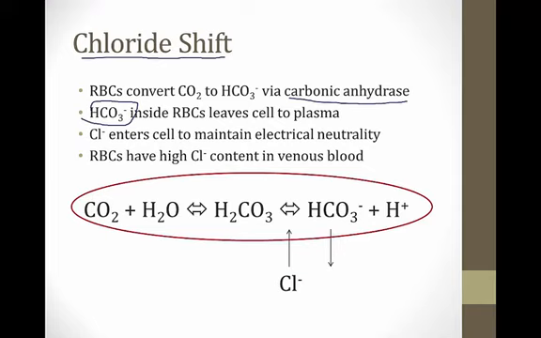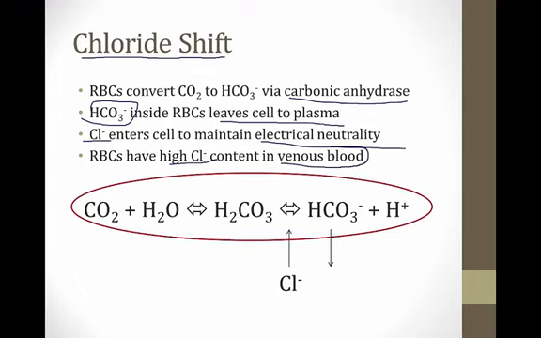So when the level of bicarbonate inside the cell gets high, it will diffuse out into the plasma. However, because the red cell is losing a negatively charged ion, it needs to gain some other negatively charged ion in order to maintain electrical neutrality, and the ion that it's going to gain is chloride. So chloride enters the cell to maintain electrical neutrality, and the result is that red blood cells have a very high chloride content, especially in the venous blood.